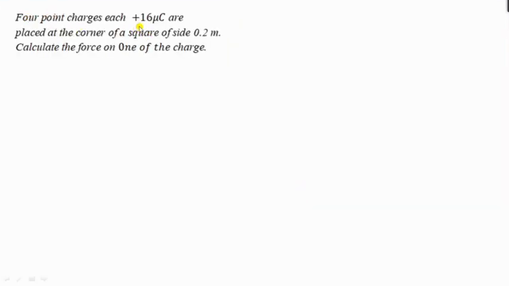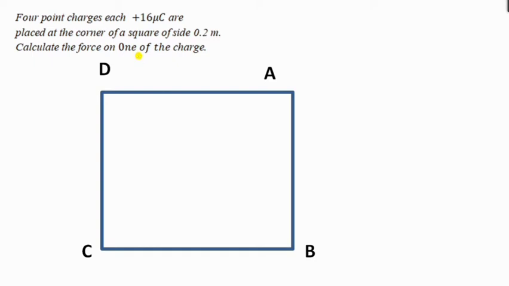4 point charges each plus 16 microcoulomb are placed at the corners of a square of side 0.2 meter. Calculate the force on one of the charges. So this is a square and the side is 0.2 meter. Now we have to find the force on one of the charges. So let the charge be this.